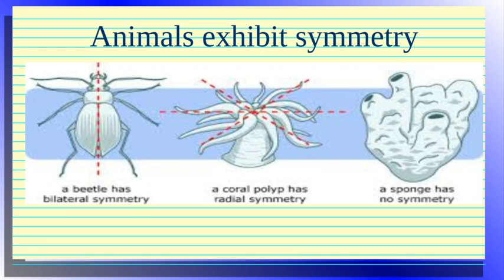All right, so we are back with part 2 of the Kingdom Animalia PowerPoint. In this video, we're going to talk about the symmetry that is found in animals. Now, there are 3 different types of symmetry that can be found within the animal kingdom. The first is bilateral symmetry, the second is radial symmetry, and the third is asymmetry, which means no symmetry.